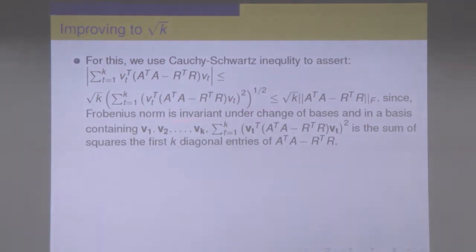Why is that? The Frobenius norm is invariant under change of basis. So in the V transpose basis, these entries are the diagonal entries of that matrix. So we have the matrix A transpose A minus R transpose R. The diagonal entries in that basis are just this. I'm taking the sum of squares of the diagonal entries, which is at most the Frobenius norm. I'm throwing away something because the off-diagonal is not being counted, so you get that.